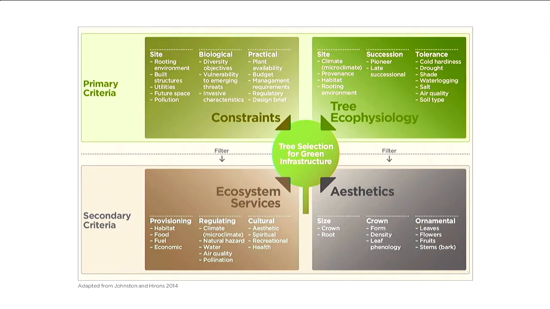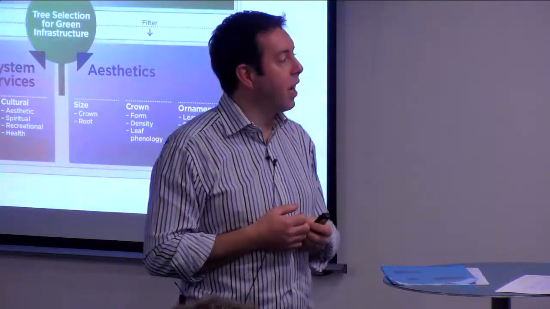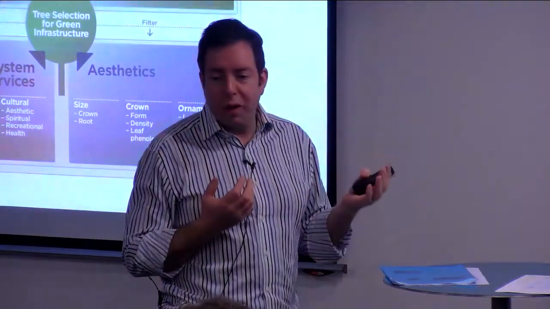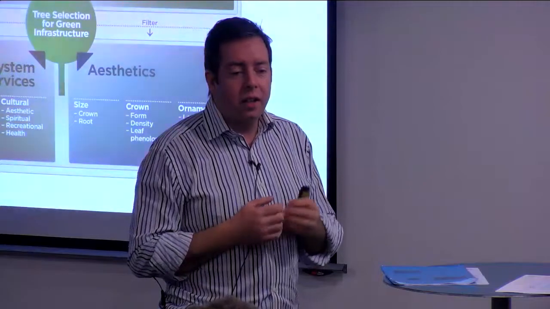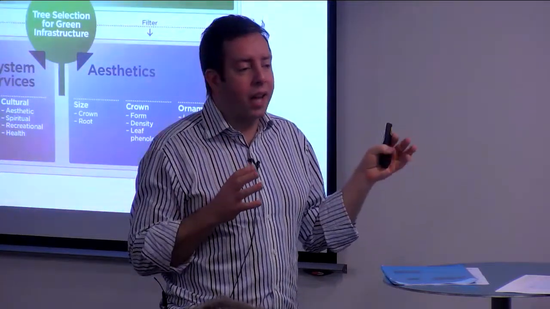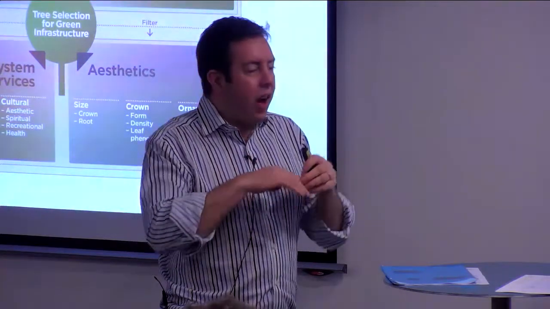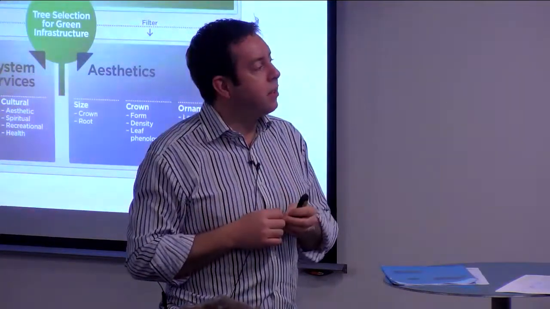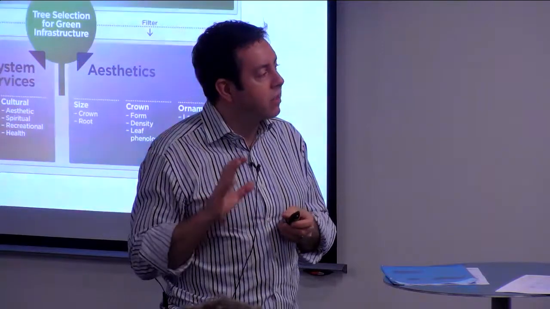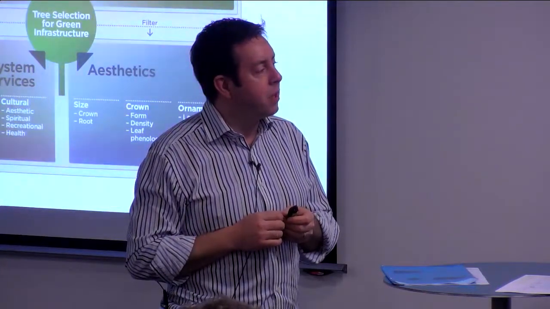You know, we can't all afford to be spending £500 on a really weird and wonderful tree if you've got 20 or 30 of them going onto a site. But they're the kind of real world things, the design brief. You need to understand those as a primary factor. And then the ecophysiology, that's a whole range of things. I've divided that into site and succession and tolerance. I'm going to explore that a bit more in a minute.